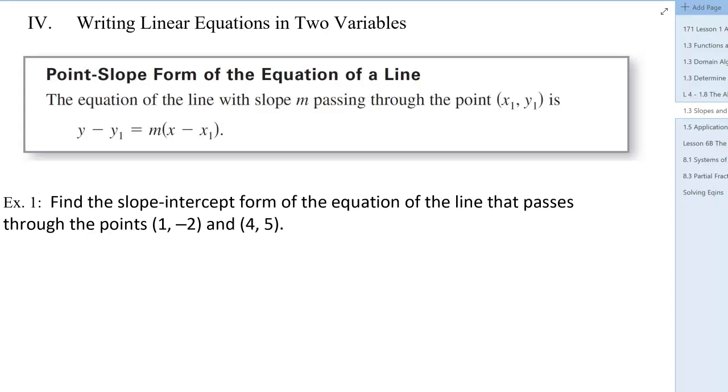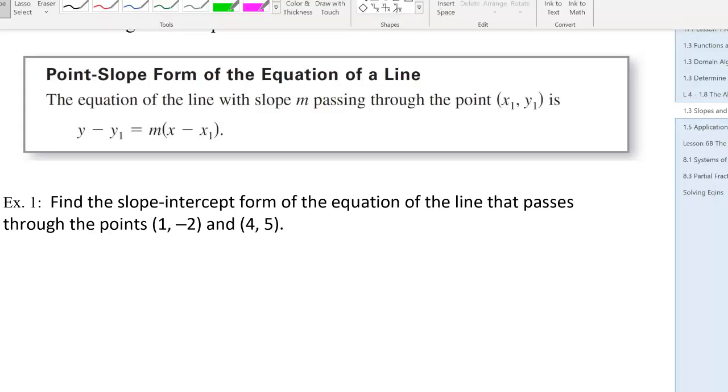The last concept in Lesson 5 is actually working backwards. So rather than being given the equation and finding the slope and the y-intercept, what we're going to be given is the 2 points on a line, and we have to actually write the equation of the line. To do that, we're going to need the slope. So that's going to be our first step.